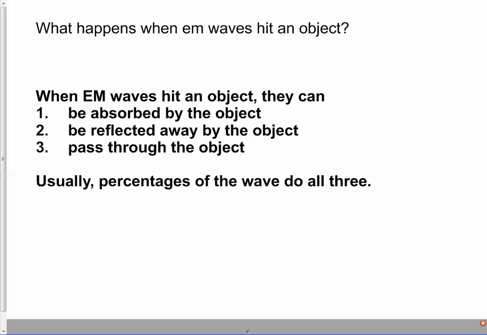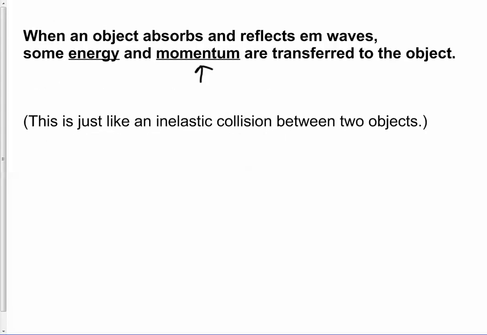In our last class, we talked about what electromagnetic waves do when they hit something, and the answer was they do three things. Part of the wave might be absorbed by the object, part of the wave might be reflected away from the object, and part of it may actually just pass through. And usually it's some of all three.